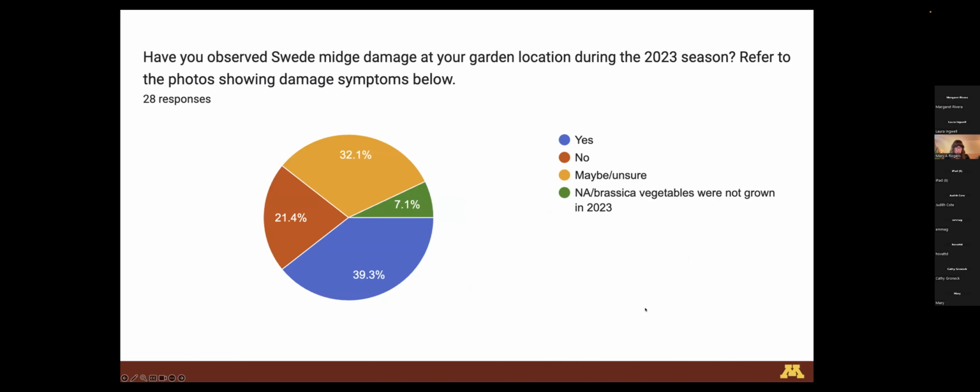Then we asked about observing Swede midge damage. We showed a few pictures that were indicative of what the damage might look like. 39% of the gardeners, so the majority in this survey, said that yes, they had experienced damage. 21% said no, and 32% were maybe unsure, because the damage can be kind of hard to see. And then here's that slice of the growers who weren't growing brassicas.